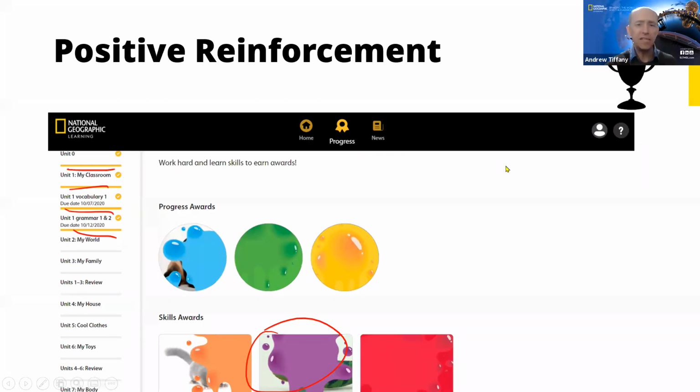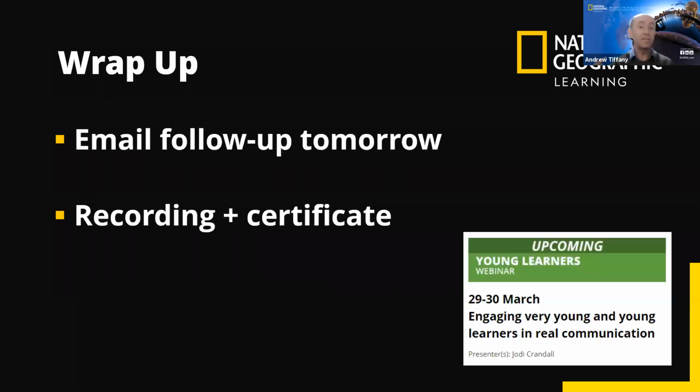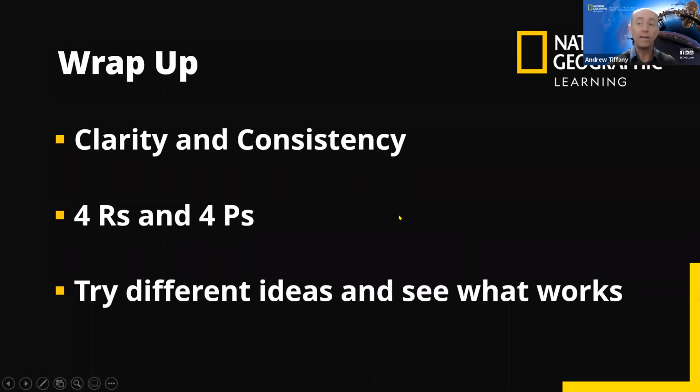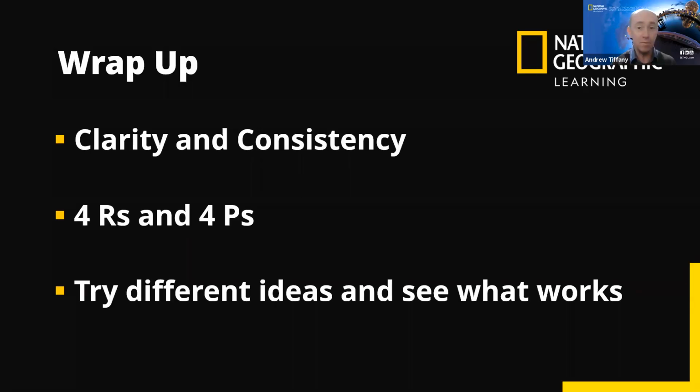So I think a lot of these ideas are ideas you kind of know, right? But just think about how you apply them with younger students, middle-aged students, older students, adults. They will work with everything, okay? So clarity and consistency, okay? The 4 R's and the 4 P's, what works, okay? Try different ideas. We're experimentalists, right? Actually, my degree is in physics. I'm an experimentalist. I just try things, and if they work, I keep them, and if they don't work, I get rid of them and try something different. Okay, great. So we're going to wrap up now.